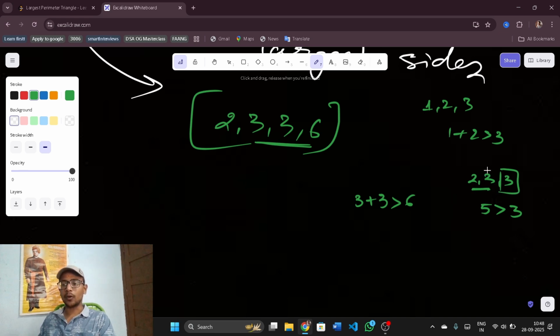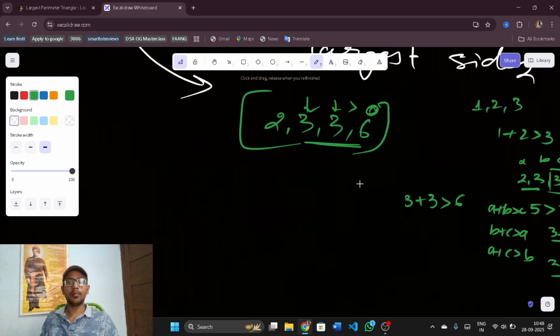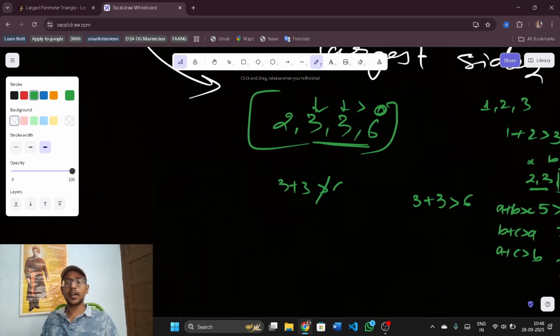I'll tell you how. Now we have A, B and C. We have got A plus B is greater than C. Now let us see whether B plus C is greater than A and A plus C is greater than B. B plus C: 3 plus 3 is greater than A, and A is nothing but 2. Now A plus C: 2 plus 3 is greater than 3. Yes, 6 is greater than 2, and 5 is greater than 3. So if the sum of these two is greater than this one, then we can form the triangle. But 3 plus 3 is not greater than 6.